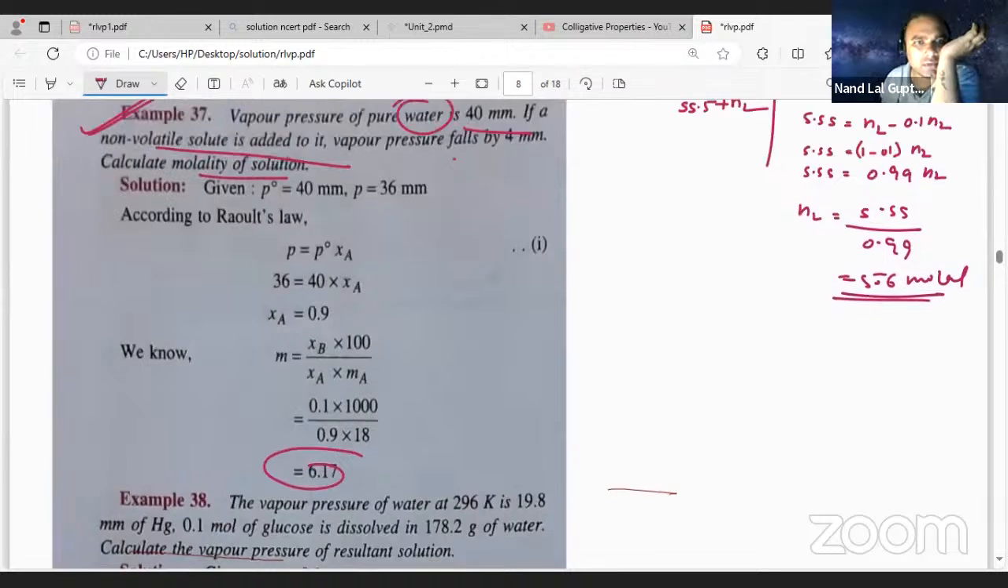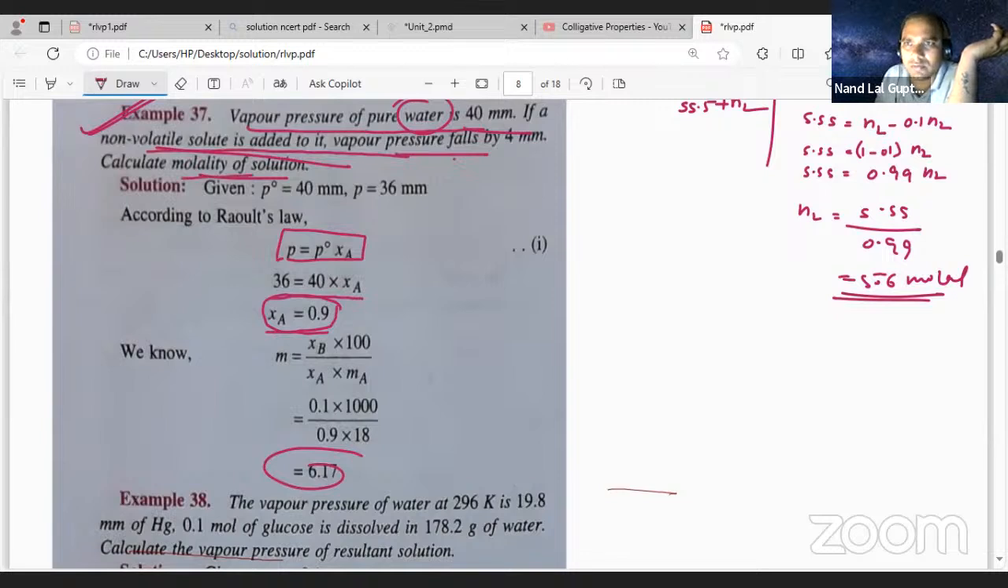They have done this one. P is equal to P1 not X1. This one XA 0.9. But they have taken 0.9 only. Okay. So the vapor pressure of pure water is this one. When a non-volatile solute is added, its vapor pressure falls by this amount.